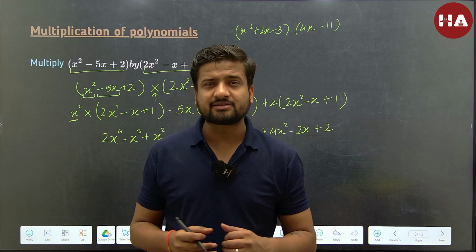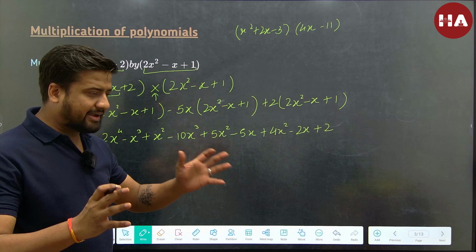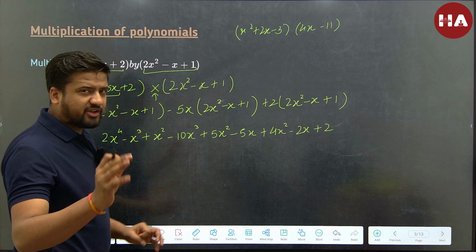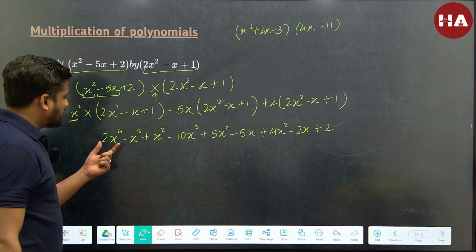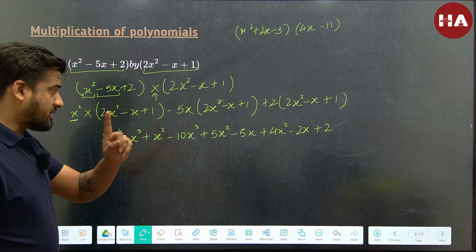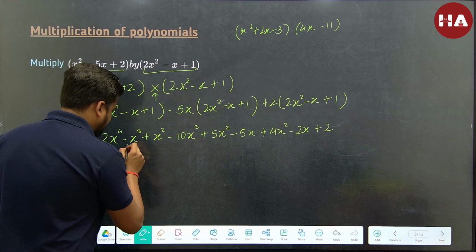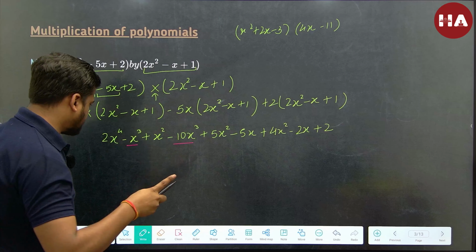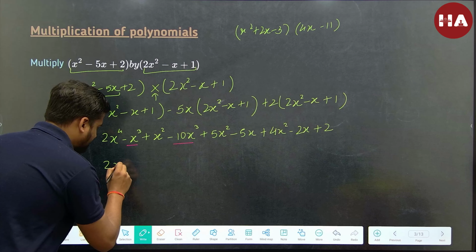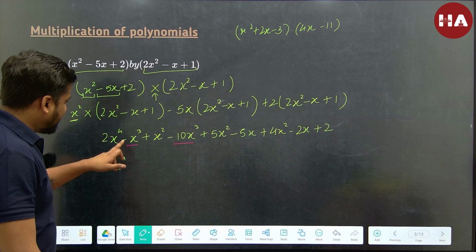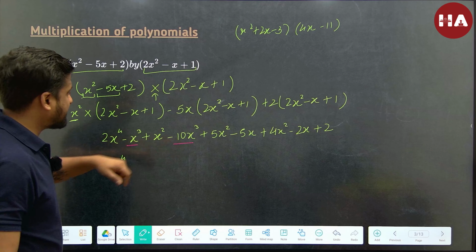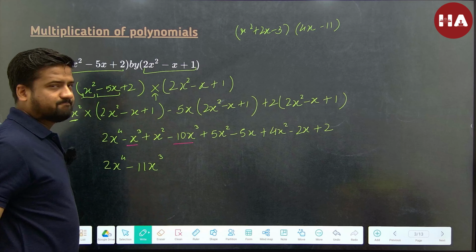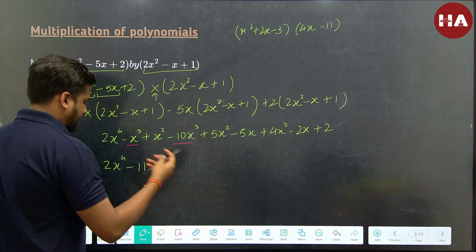The second phase is collecting and adding or subtracting the like terms. Now first let's figure out the like terms. There is no term having x to the power 4. Now we are left with x cube, so let's collect x cube. Okay, we have two terms having x cube, so 2x to the power 4. Now minus x cube minus 10x cube is minus 11x cube.